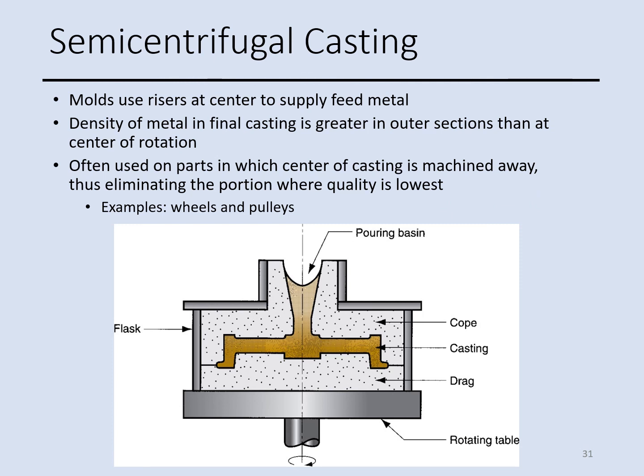The next process is semi-centrifugal casting, where the centrifugal force is used to produce solid casting rather than tubular parts. The mold uses a riser in the center to supply the feed metal as in this part. The next point about this process is that the density of metal is higher in the outer section, compared with the center part, because material is going to be pushed away, so staying in the outer region.